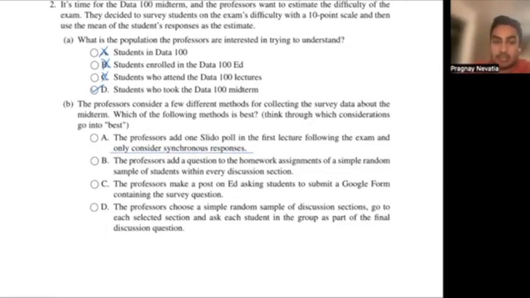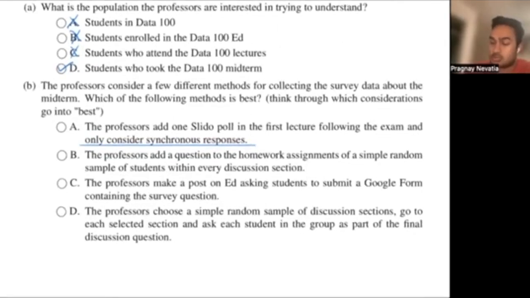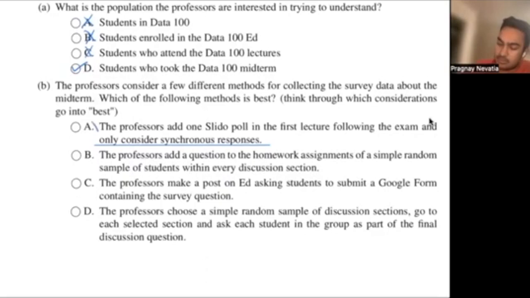So first of all, there are multiple groups of students, right? Certain students attend lecture and the other students just do the asynchronous survey. If we only consider synchronous responses, we'll only be sampling people who attend lectures, and this will introduce something called selection bias into our sample. And we will make generalizations for the entire class based on a certain group. Since you don't want to do that, A is not the best method for this question.